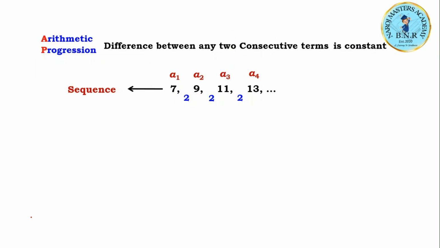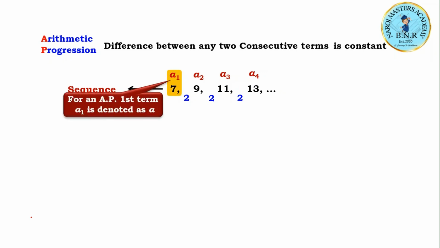So we have seen that a list of numbers is called a sequence, and now we have seen which sequences are called arithmetic progression. So arithmetic progressions are nothing but sequences which have a constant common difference, where the difference between any two consecutive terms is always constant.